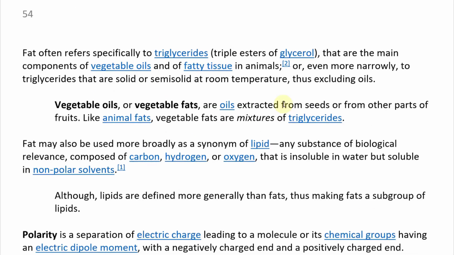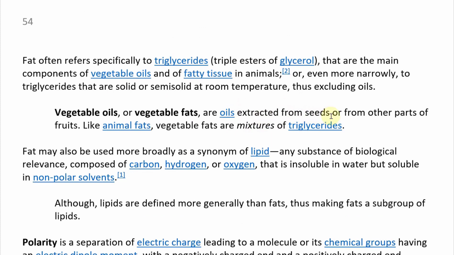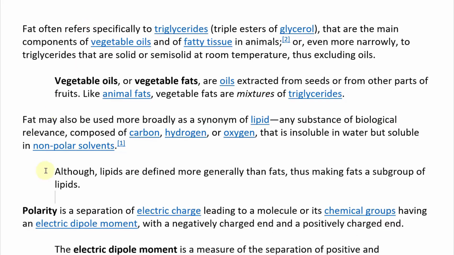So vegetable oils or vegetable fats are oils extracted from seeds or other parts of fruit. Like animal fats, vegetable fats are mixtures of triglycerides. All right, so let's go further. Fat may also be used more broadly as a synonym of lipid, any substance of biological relevance composed of carbon, hydrogen, or oxygen that is insoluble in water but soluble in nonpolar solvents. So yes, lipid and fat are used interchangeably a lot. And the idea is it's not soluble in water.